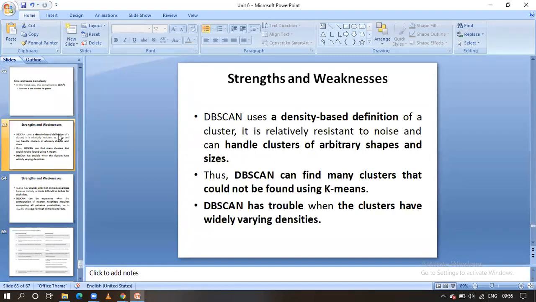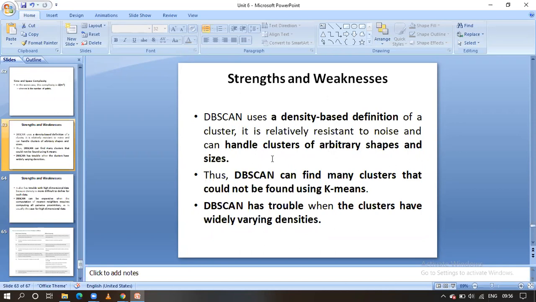Next are the strengths and weaknesses of DBSCAN, guys. The main advantage of DBSCAN is that it is able to handle clusters of arbitrary shapes and sizes. It can form clusters of any arbitrary shape and size, but that is not possible in the k-means algorithm. The k-means algorithm can only form oval-shaped or similar regions. But DBSCAN is able to form clusters of any arbitrary shapes and sizes.